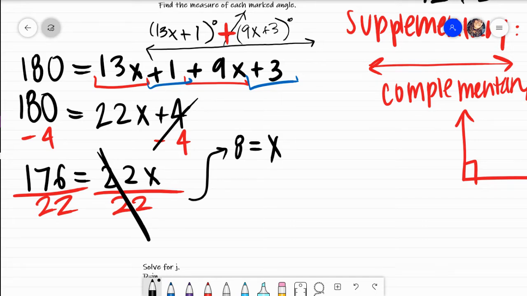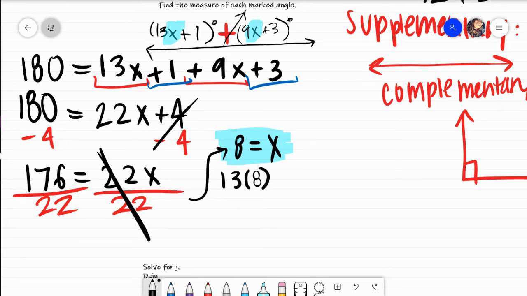I actually need to take the fact that I just now learned that my x equals 8, and plug it into these two expressions right here. So I get the measure of each angle. Technically, I don't have it written here, but one angle is going to be larger than the other. So in your homework, it may say the larger angle is, and then the smaller angle is. Let me just show you. It'll make more sense. Okay, let's plug in here.